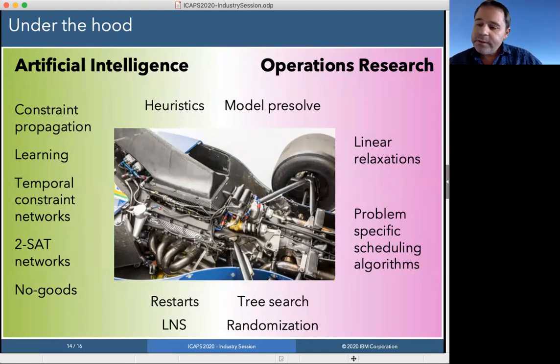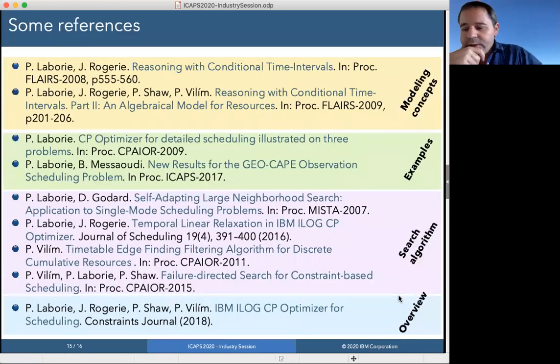But let's say that our main philosophy is to consider everything that can be useful, both in operations research or artificial intelligence, and to blend all these techniques together into the engines. So for memory, here is a list of papers about CP Optimizer that explain both the modeling concepts, some examples, and also insight into what happens under the hood for solving the problems. And so here I'm done.